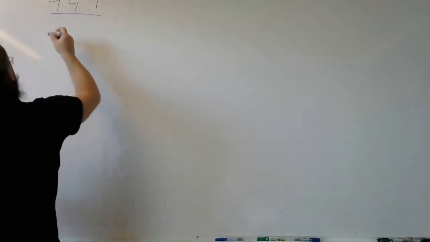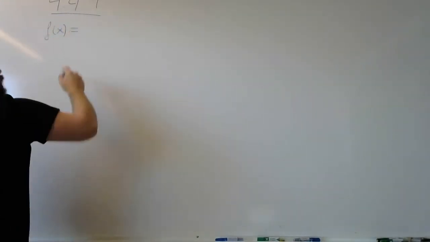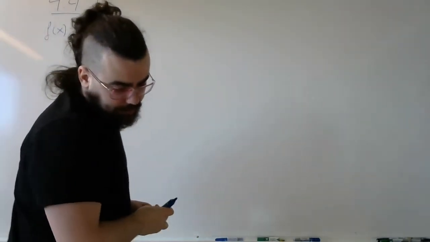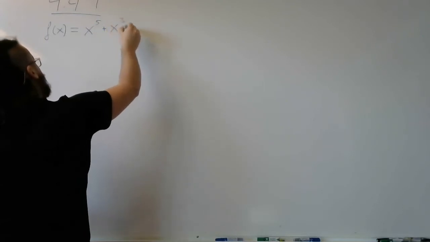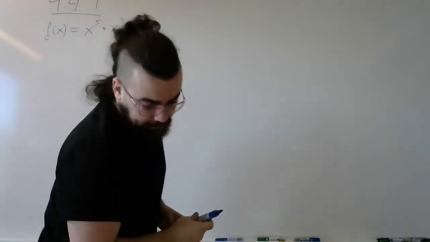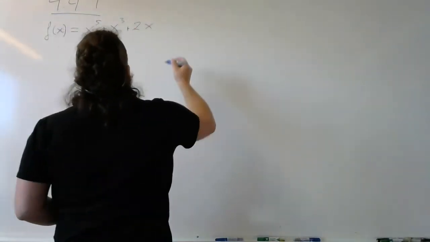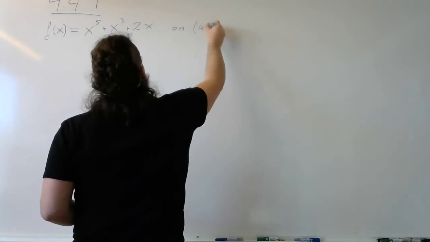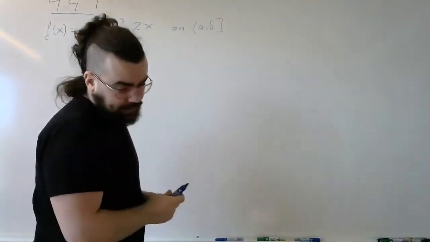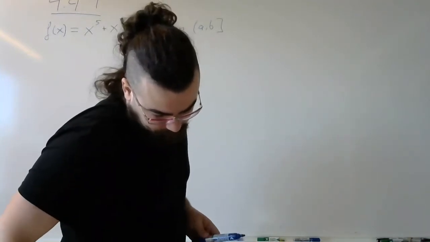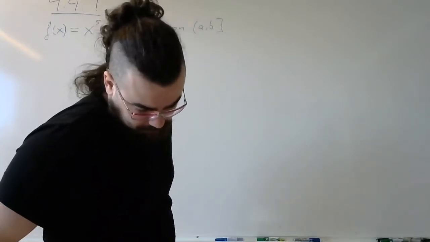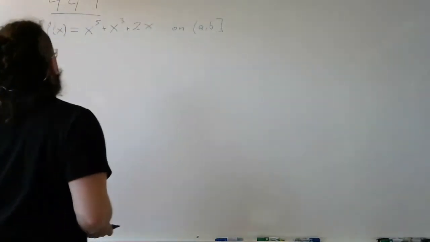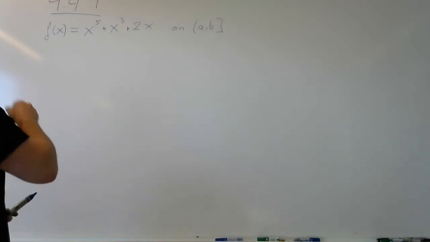And we have this function f of x is equal to x fifth plus x squared plus 2x, if I remember correctly. Yes. On the interval AB. Okay, so we want to find if this thing here has local extreme values.